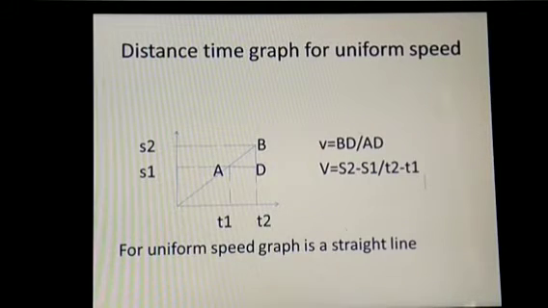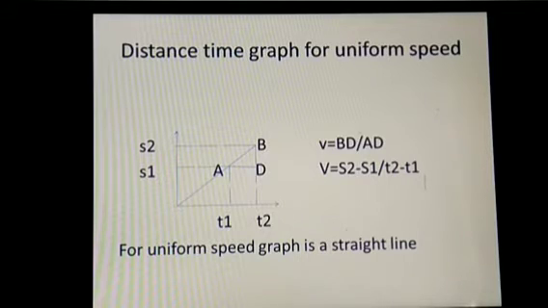Distance time graph for uniform speed. For uniform speed, the graph is a straight line. And from this graph, we can find the speed of an object. Here you can see S2 is the corresponding distance of the point B and T2 is the corresponding time. And for A, S1 is the corresponding distance and T1 is the corresponding time. So, here BD is equal to S2 minus S1 and AD is equal to T2 minus T1.